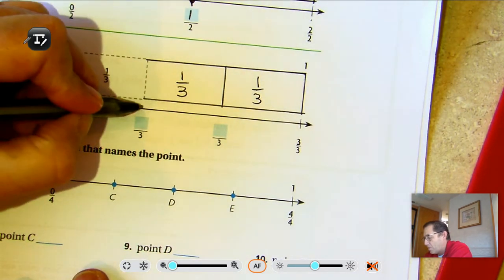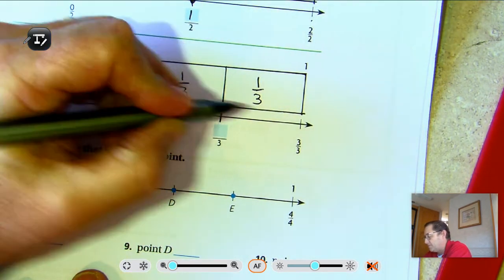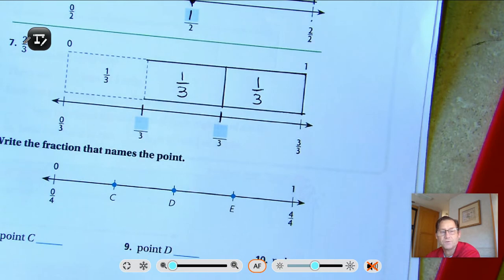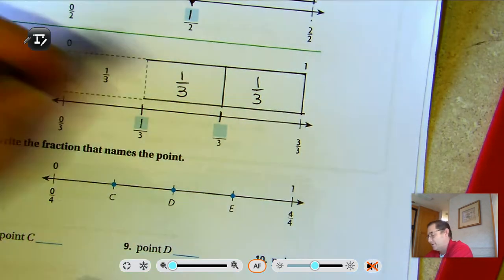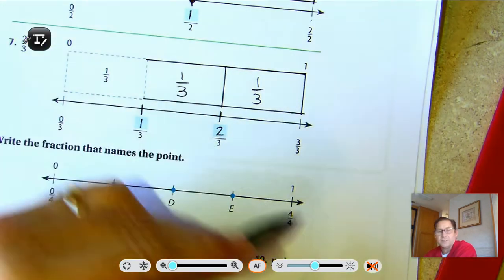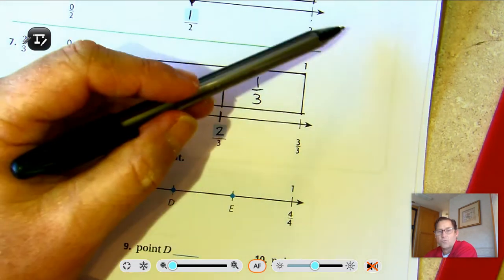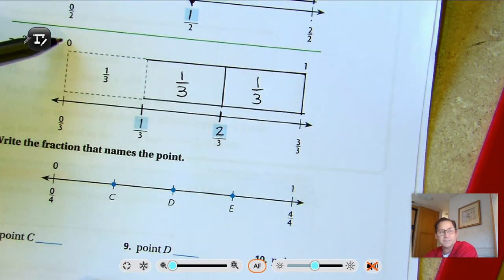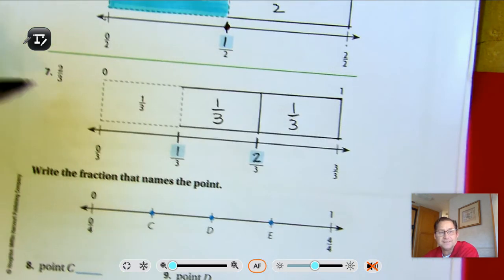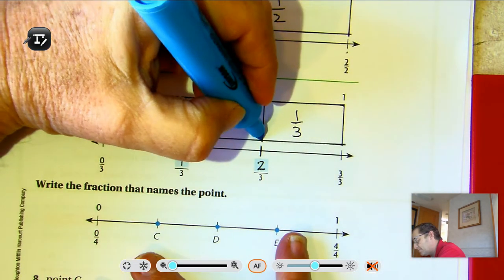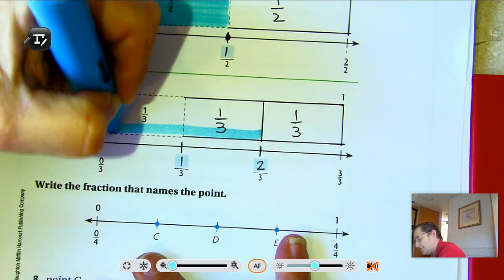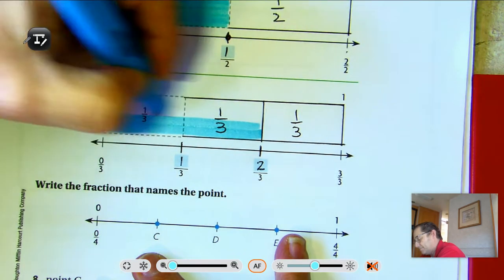On the number line, put a mark at the end of each fraction strip. Okay, so we have those right there. So we go 0/3, 1/3, 2/3, and 3/3. 3/3 is at 1, 0/3 is at 0. All right, we have to find 2/3. So if we shade in 2/3, that means shade 2 out of 3.